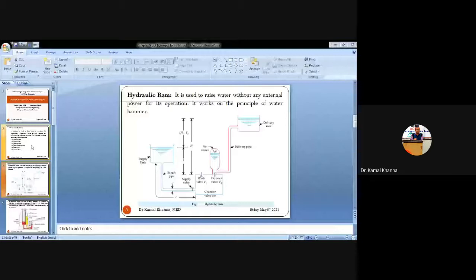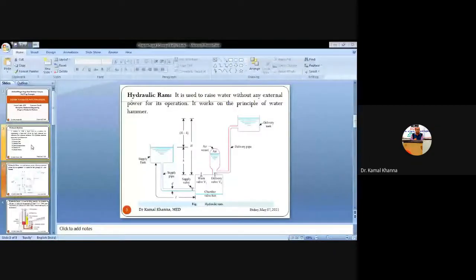The pink colored tank shown on the right hand side of the figure is the delivery tank, to which the water is to be delivered from the supply tank. You can also see that the pipes connected to the chamber from the supply tank and delivery tank are termed the supply pipe and delivery pipe respectively. There is a valve chamber box in which there are two valves, V1 and V2. The first one is called the waste valve and the second is called the delivery valve.